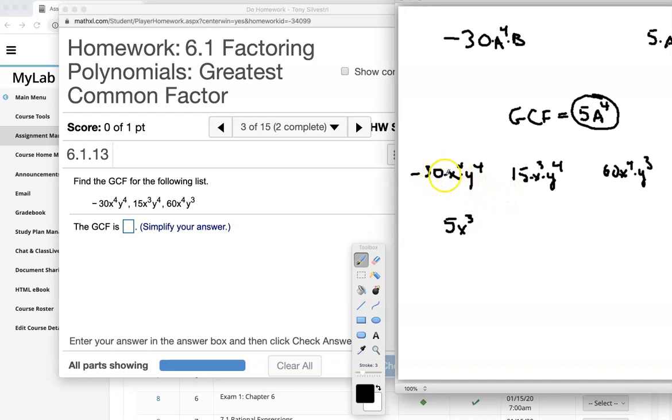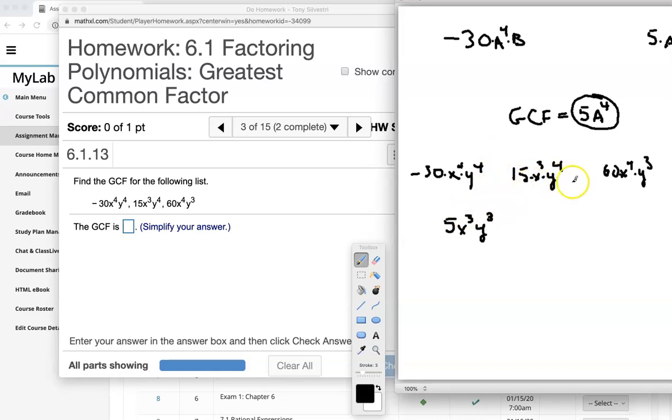And then the next thing that you're going to do is say, well, I see a y. Is y common? It certainly is. It's common, so you list it, and the smallest exponent you see is the 3. There you go. There's your answer. That's all you got to do.